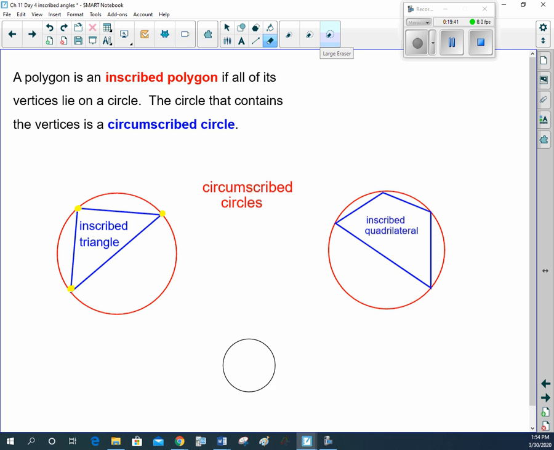Okay, and then the other vocabulary word is the word circumscribed. So circumscribed means that it's the circle around the outside of the inscribed quadrilateral. So I've kind of color-coded it here. Inscribed is the blue, and the red is the circumscribed. So those are two vocabulary words, in case they show up in a question, you'll know what they're talking about.